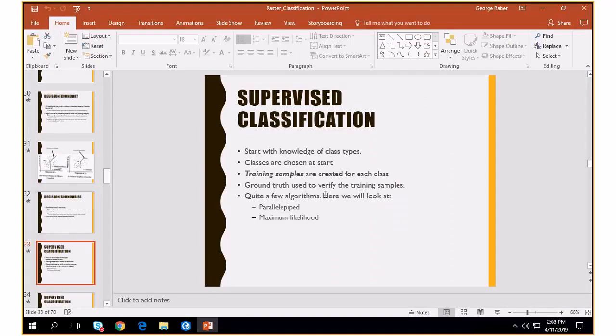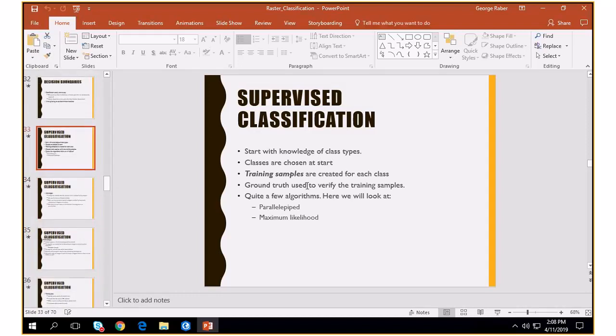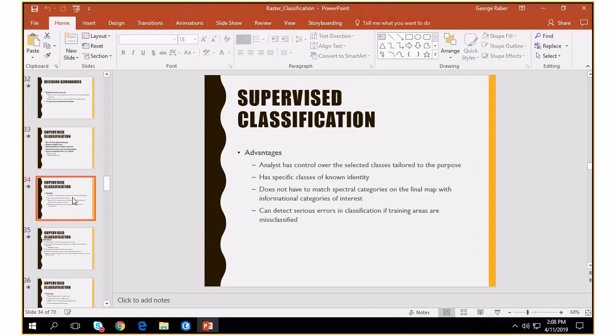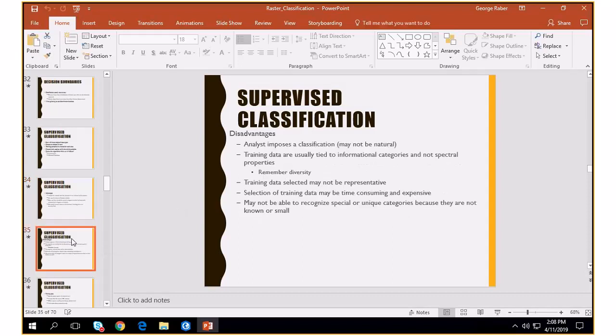There are quite a few algorithms. Parallelepiped is one that's kind of like minimum distance to means, but in three-dimensional, four-dimensional, five, n-dimensional space. So we're going to talk about that a little bit. Maximum likelihood is another one that is used a lot. Here are some of the advantages. Disadvantages: one of the main disadvantages here is that you have to specify the classes, and as such, you're introducing some bias into the process.